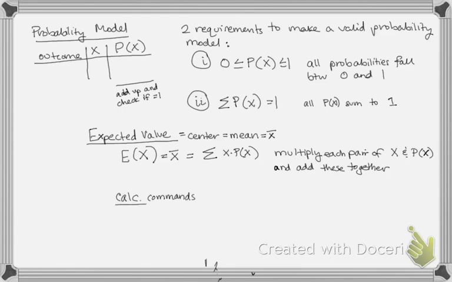So the calculator commands here would be that we would enter all of our X into list 1. Then we would enter our P of X's as either decimals or fractions into list 2. And what we would do with that information is we would go to stat, arrow to the right, and we would run one var stats.